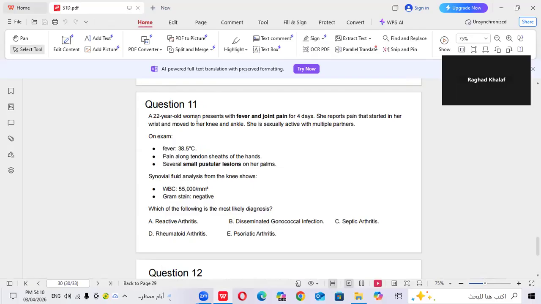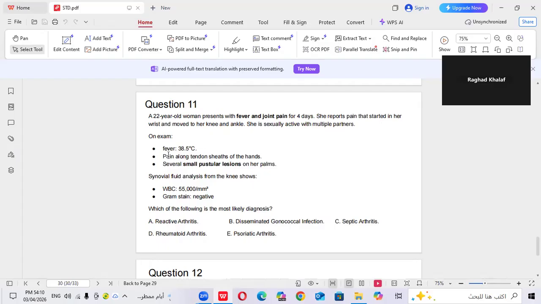Question 11. A 22-year-old woman presents with fever and joint pain for 4 days, reports pain that started in her wrist and moved to her knees and ankle. She is sexually active with multiple partners. Here he is describing when he said that the pain started in her wrist and moved to her knee and ankle. He is describing migratory polyarthritis.